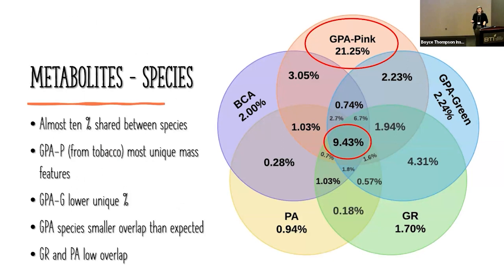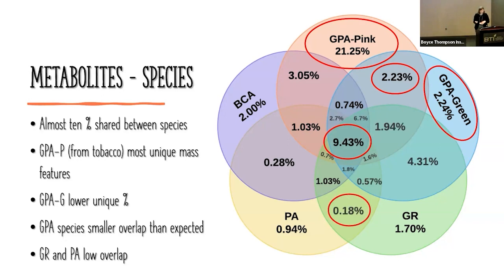GPAP had one of the highest, and I believe this could be because she's a generalist species. So she needs to learn how to infest a lot of different plants, so she has to have a lot of unique things in her saliva. The GPAG, the non-tobacco subspecies, was a lot lower in percentage. We also noticed that there wasn't quite a very large overlap between the 2 species. This is also something that might want to be looked into further in the data set, because we're not sure why this has occurred as well.